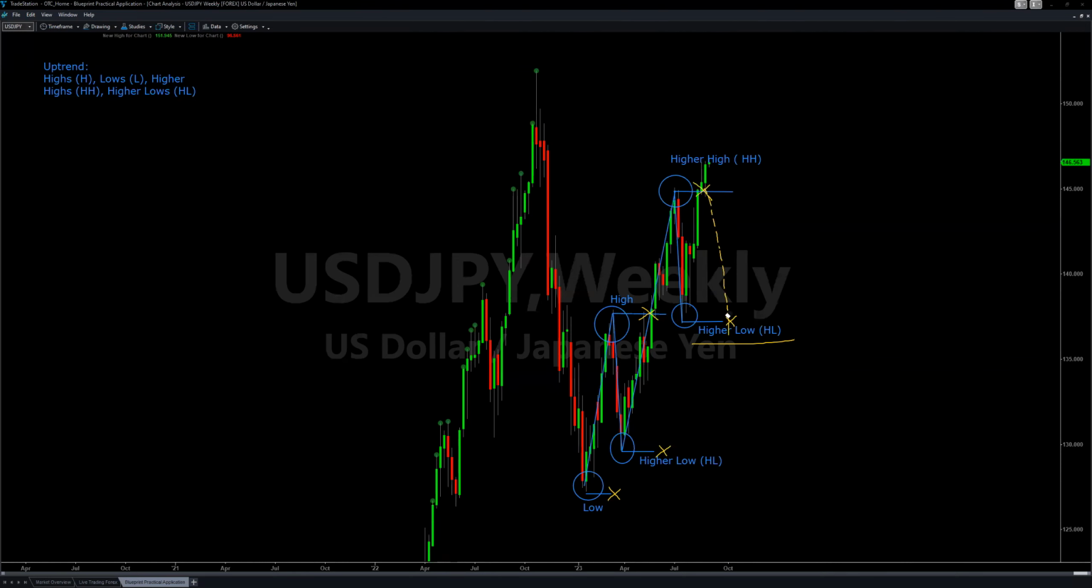Erase. Undo. Okay, this is a clear uptrend. That means this is a direction. Okay, direction is an uptrend. We have never violated the lows or the higher lows, but we have to violate the highs and the higher highs. Very important.